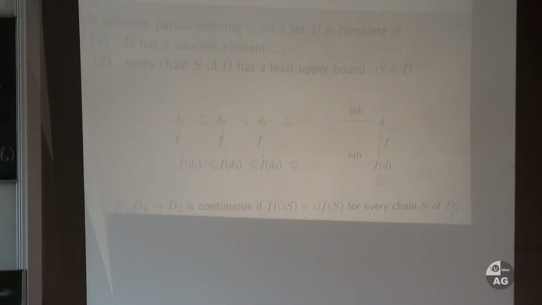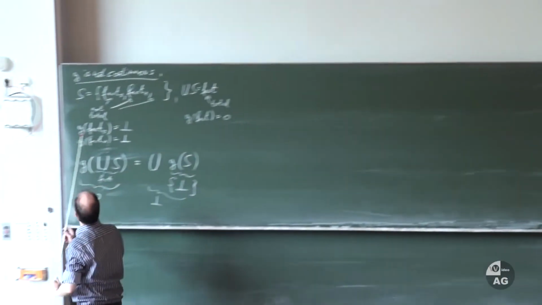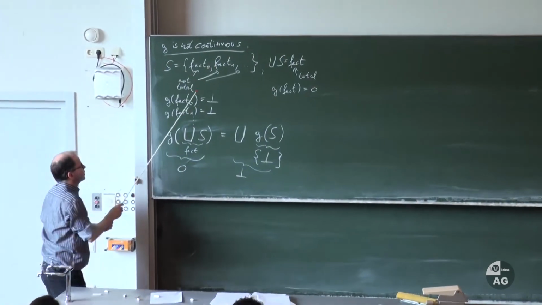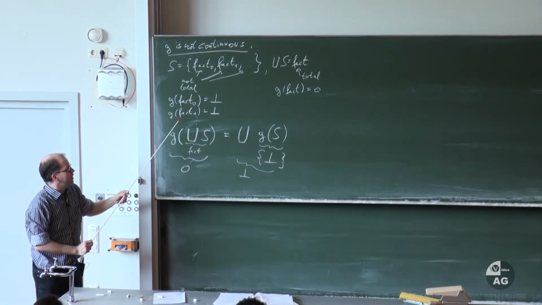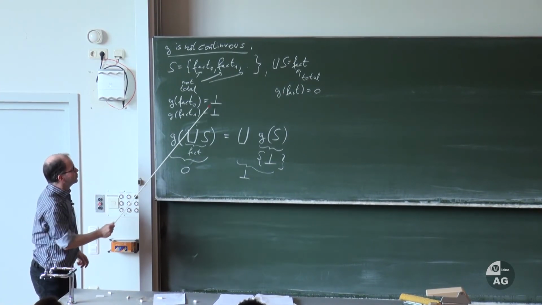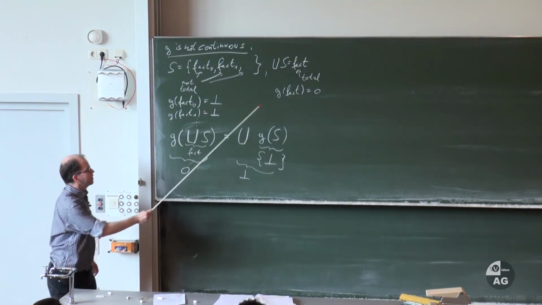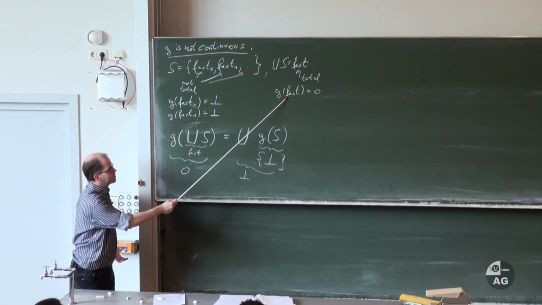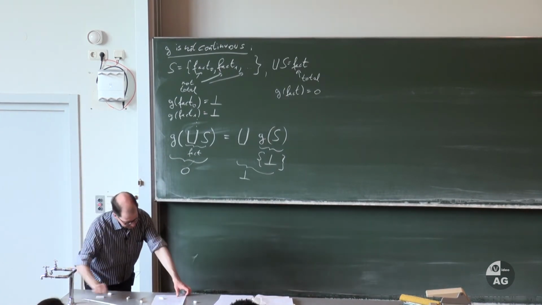And that's true for continuous functions, but it's not true for g, because if I know how g behaves on all the elements of the chain, then I cannot infer how g behaves on the least upper bound of the chain, because on all these elements of the chain, g behaves completely differently than g behaves on the least upper bound of the chain.